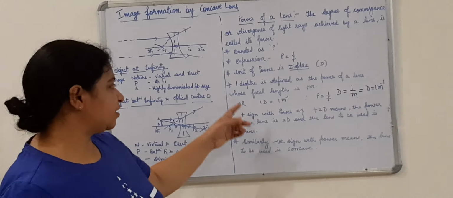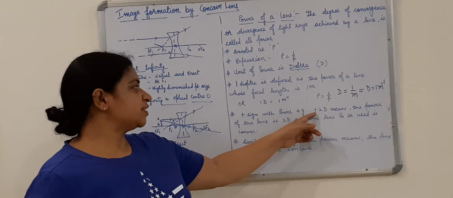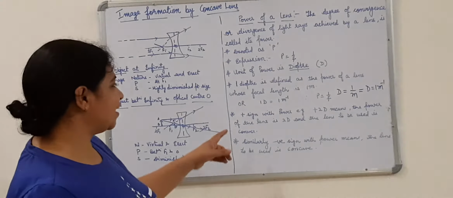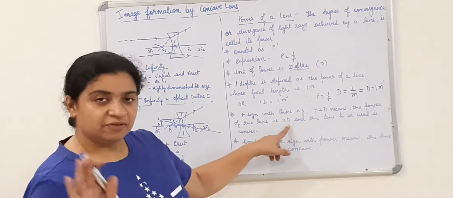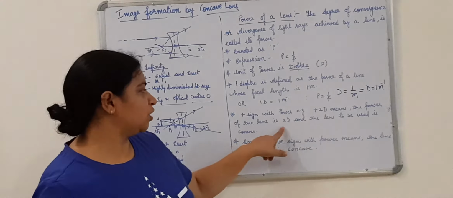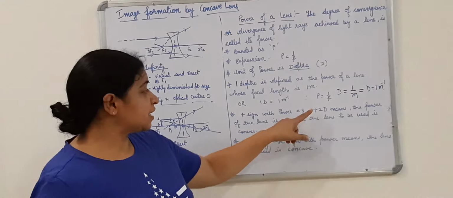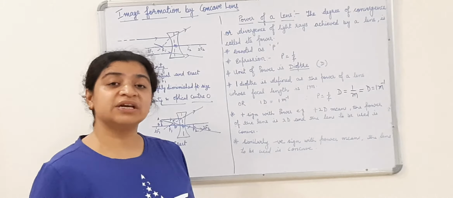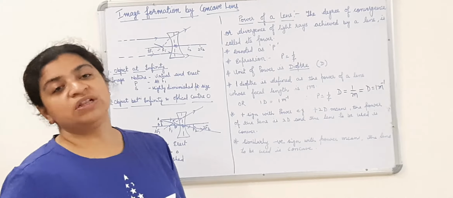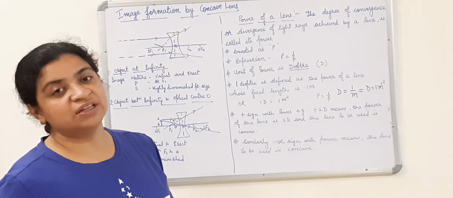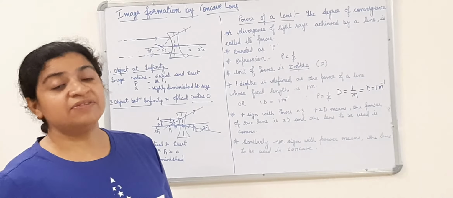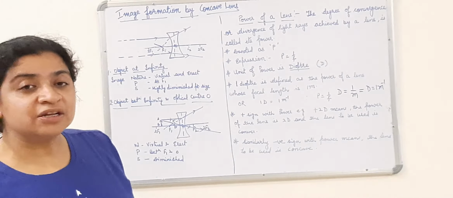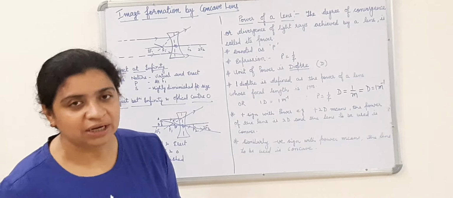So children, this is the meaning. The positive sign with the power, for example plus 2 D, means the power of the lens is 2 diopter. And what is this plus sign indicating? The plus sign indicates that the lens to be used is convex. Otherwise, how will the person making your specs know whether he has to use a concave lens or a convex lens? So the plus and minus sign with the power helps the person know which lens to use.